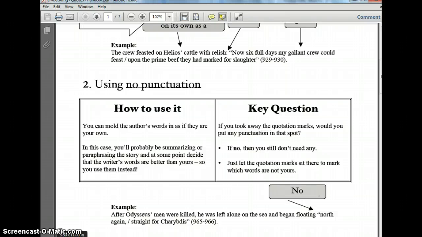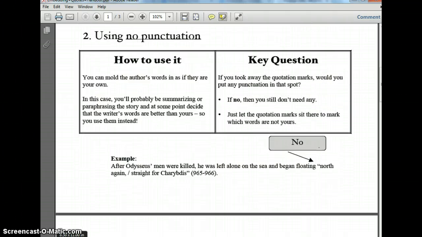So if you take away all quotation marks, would you even use punctuation? Here's your example. After Odysseus' men were killed, he was left alone on the sea and began floating. There's no punctuation there because you wouldn't normally put anything there if you weren't quoting. And then it says floating north again, straight for Charybdis. Sorry, I'm having trouble talking.